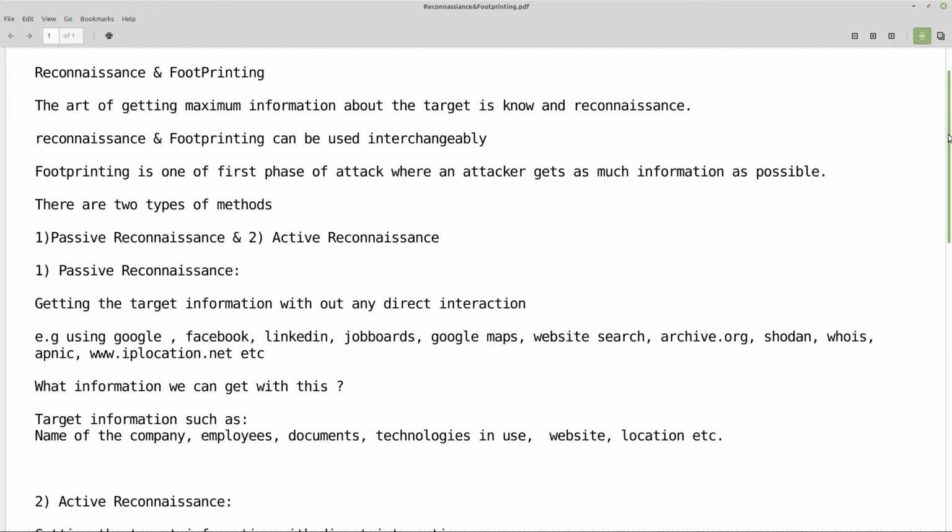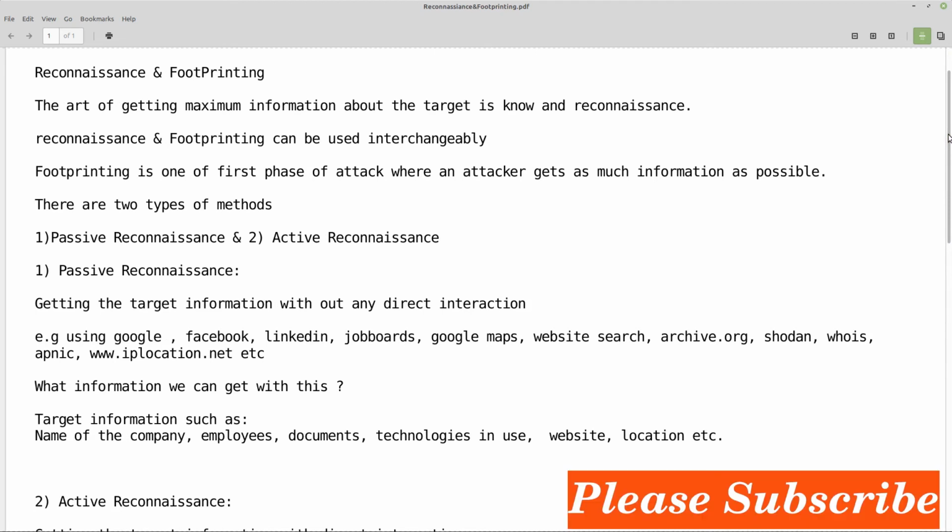In our next video, we will take a look at some tools used for reconnaissance and some practical lab.